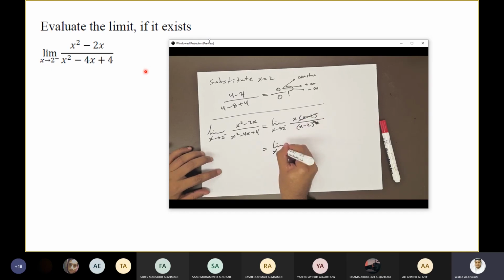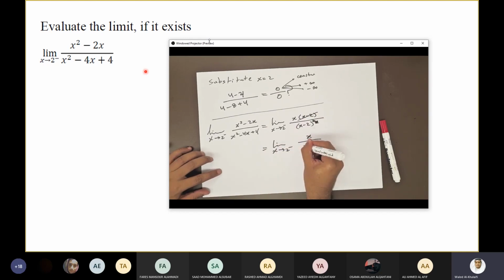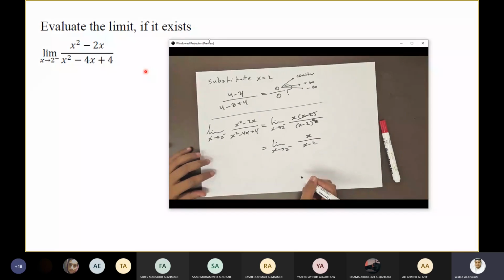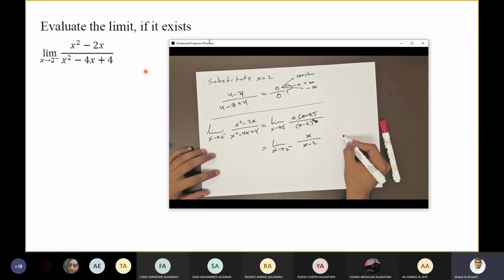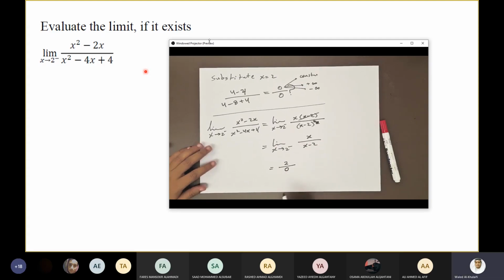So we have the limit as x approaching 2 from the left of x over x minus 2. Now, but still, when I substitute 2, I will get 2 over 2 minus 2, which is 0.